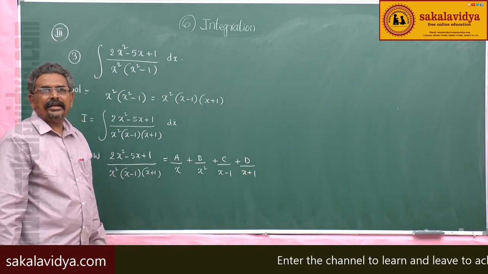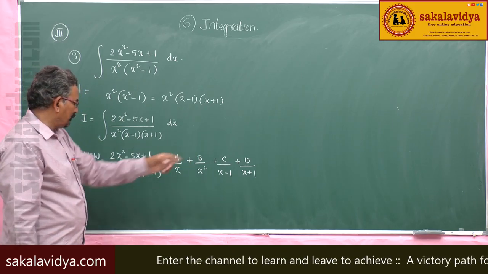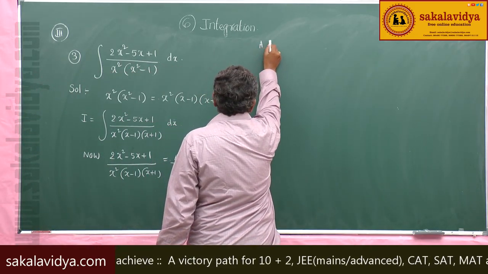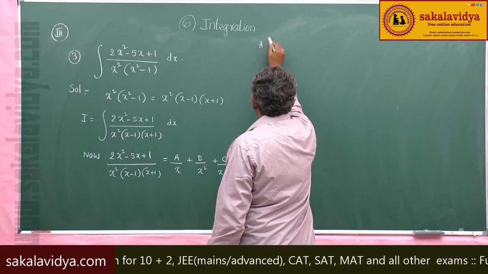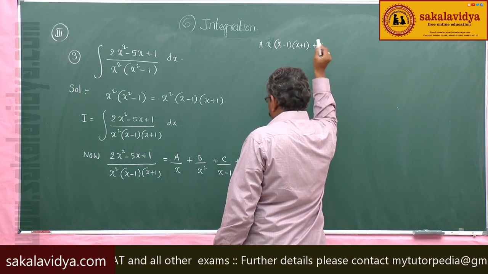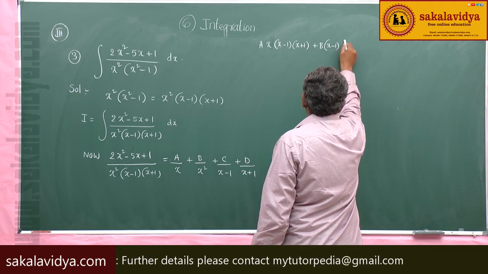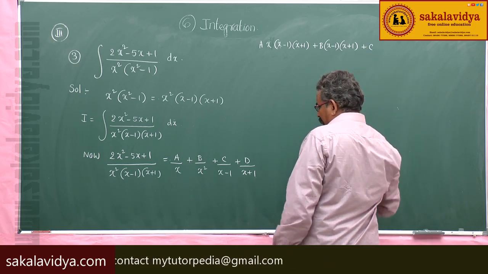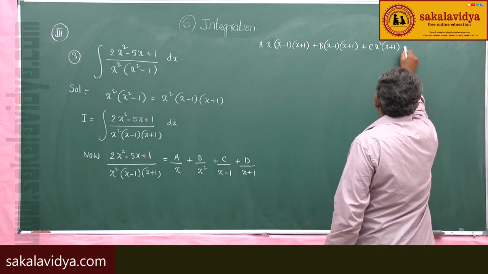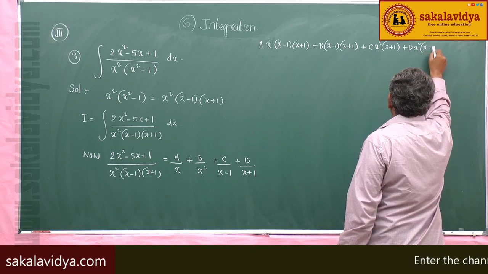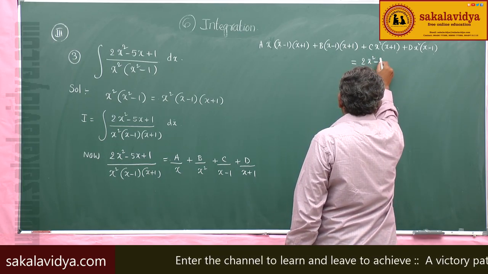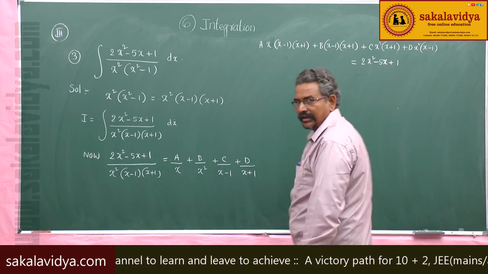Now, the values a, b, c and d are to be evaluated. Multiply on both sides with x² into (x − 1) into (x + 1). So, we get a into x(x − 1)(x + 1) plus b into (x − 1)(x + 1) plus c into x²(x + 1) plus d into x²(x − 1) equal to 2x² − 5x + 1.